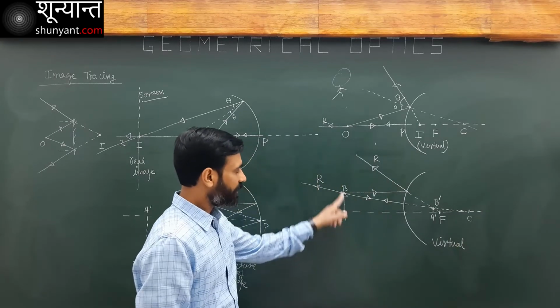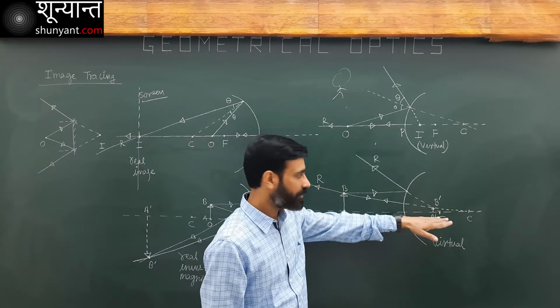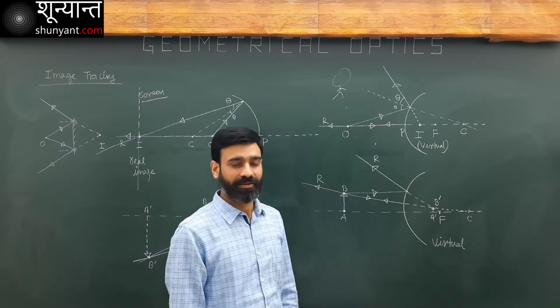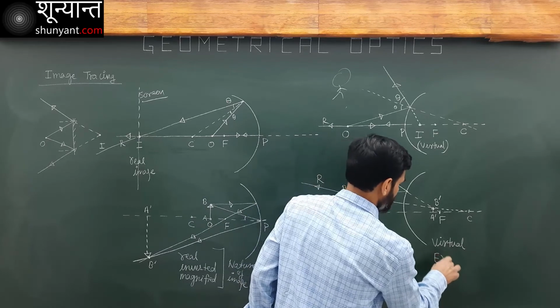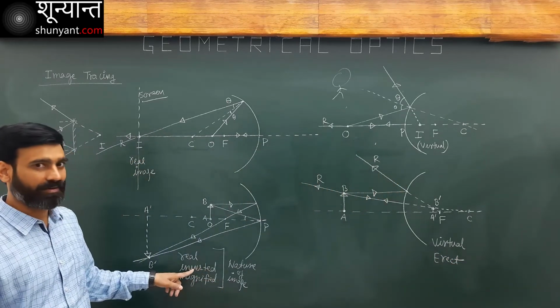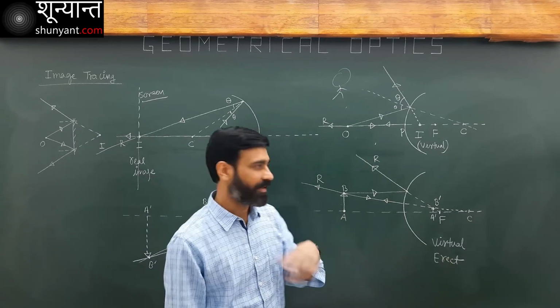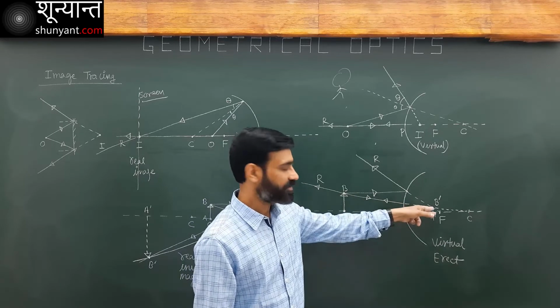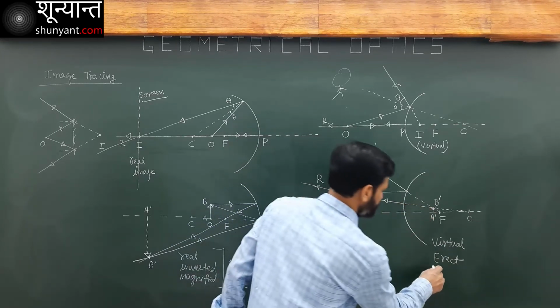Object is kept upright above the principal axis. Image also is upright above the principal axis. We say that the image is erect. Here it was inverted. Here it is erect. Now look at the size of object and image. Smaller size. It is called diminished.